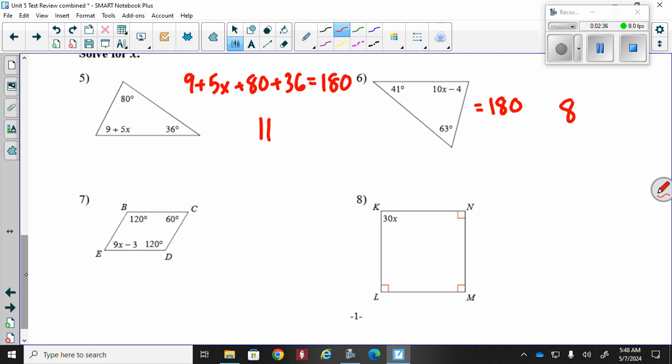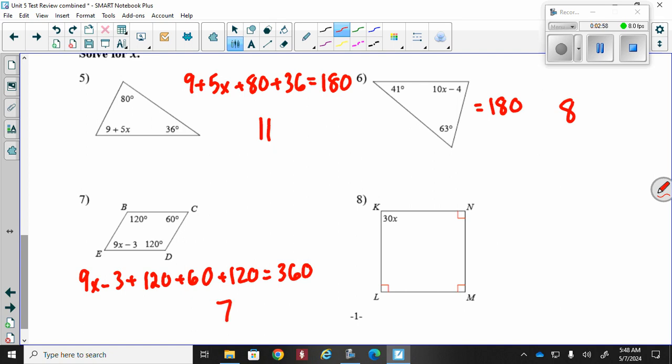Now, question number 7, you're dealing with a four-sided shape. All four-sided shapes equal 360. So we're going to do 9x minus 3 plus 120 plus 60 plus 120 equals 360 degrees. Again, once you combine like terms and solve, your answer ends up being 7.